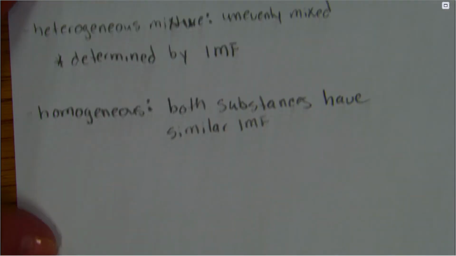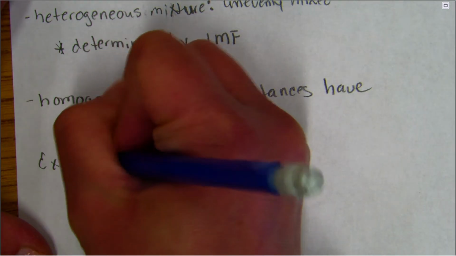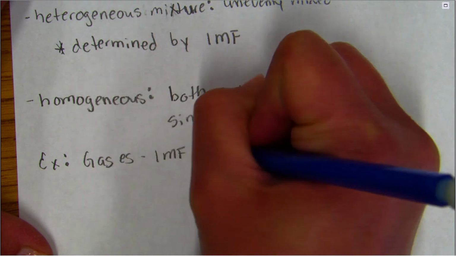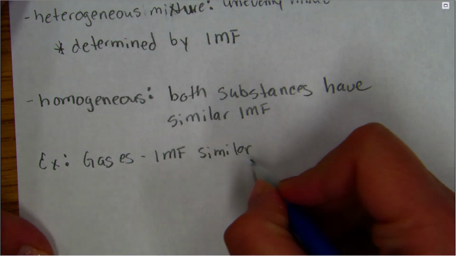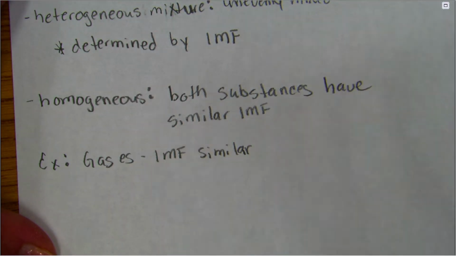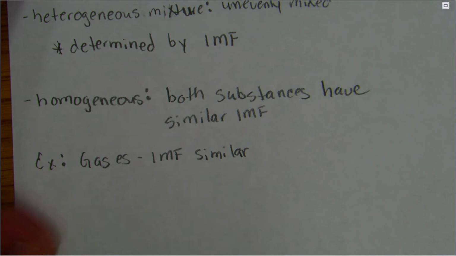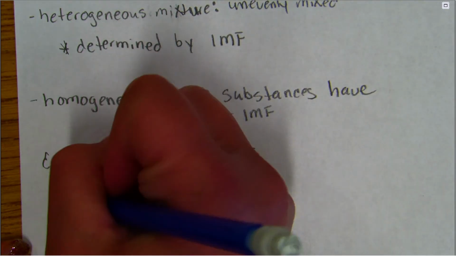All right, so for example, our gases. Gases have similar intermolecular forces. And this is why the air that we breathe is going to be a homogeneous mixture, so it doesn't matter which classroom in the school you go into, the air is there, you're able to breathe it, and it works out well for us, right? So gases have similar intermolecular forces.